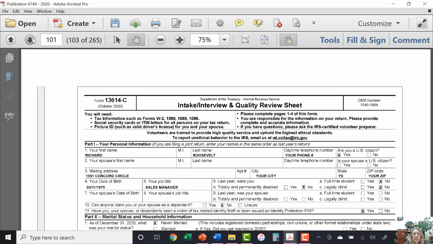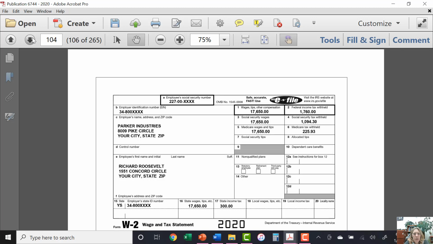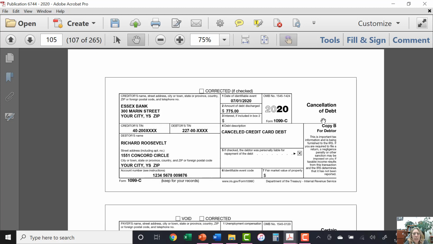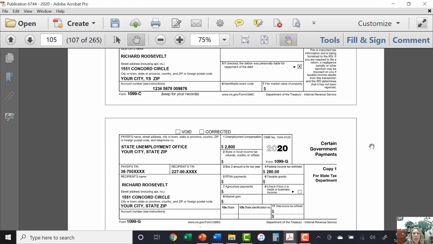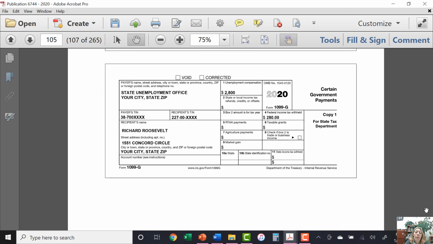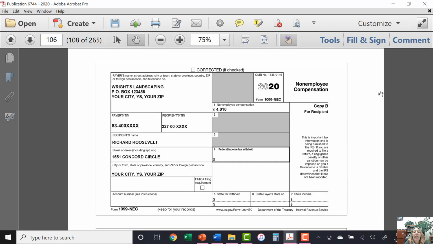Okay. Let's see, what else we got in here? I know I have something else that I wanted to talk to you about. 1099 something. Cancellation of debt. Here's a 1099G. So for unemployment, we're probably going to see a lot of that this year. So we just report it like normal. Unemployment compensation is taxable, no matter what. So we report everything as is.